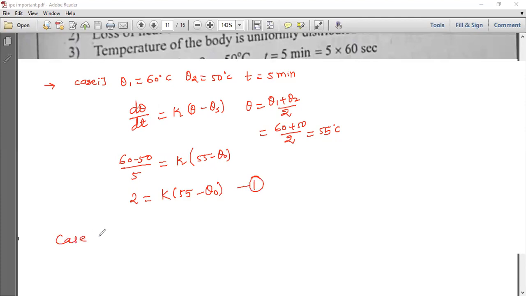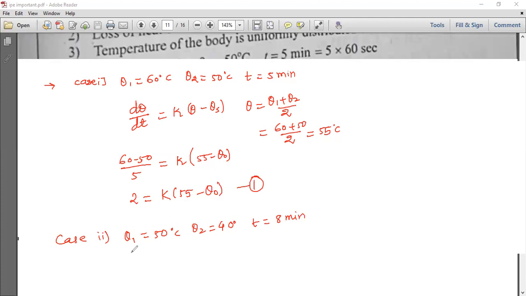Now in case 2, what happens? θ1 is equal to here how much? 50, right? 50 to 40. θ1 is 50 and θ2 is 40, and the time t is 8 minutes. Time t is 8 minutes in the second case.